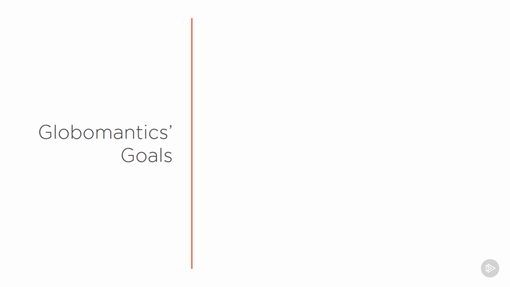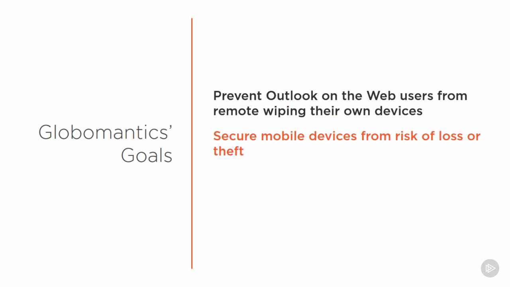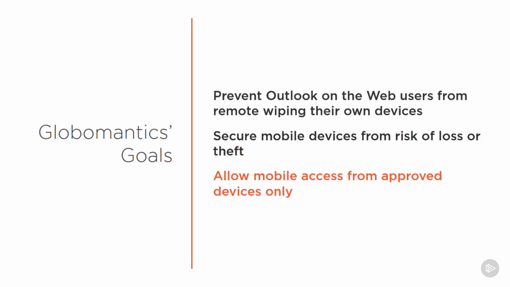Globomantix has some goals with regards to their mobile strategy. They want to prevent Outlook on the Web users from remote wiping their own devices. They also want to secure mobile devices from the risk of loss or theft, or in other words, the risk of data loss if a mobile device becomes lost or is stolen. And they also want to allow mobile access only from approved devices. Now, these goals can be achieved with a combination of Outlook Web App Policies and mobile device management.